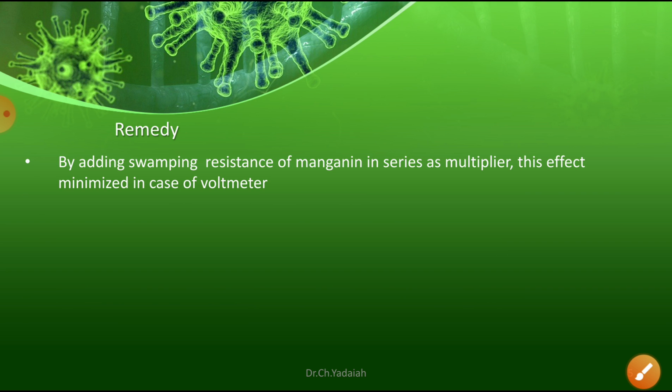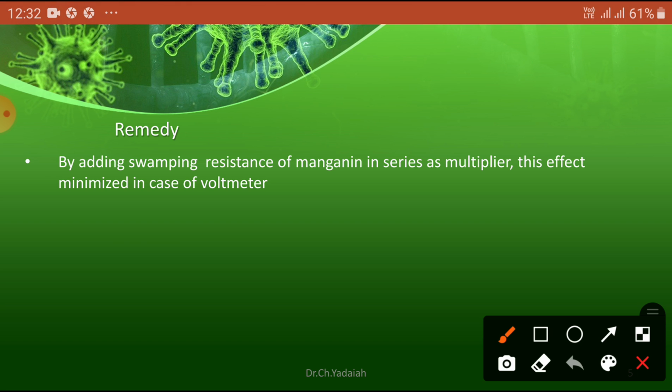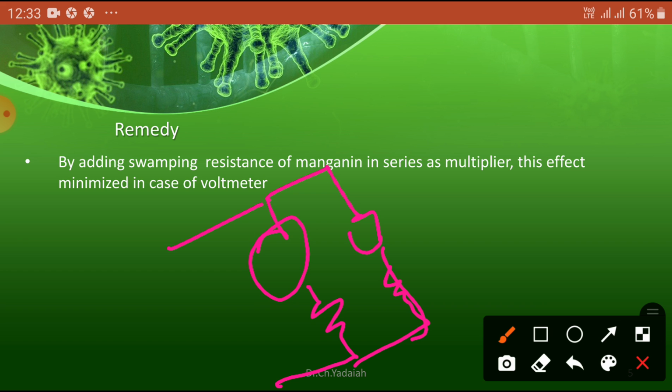Now, the first remedy is adding a swamping resistance of manganese in series as a multiplier. This effect is minimized in the case of a voltmeter, as you know from previous classes. So once we have the voltmeter circuit, we are going to measure here. We connect one voltmeter and some shunt, and here the multiplier is connected. Then we are going to use the load, and here we are using one swamping resistance.